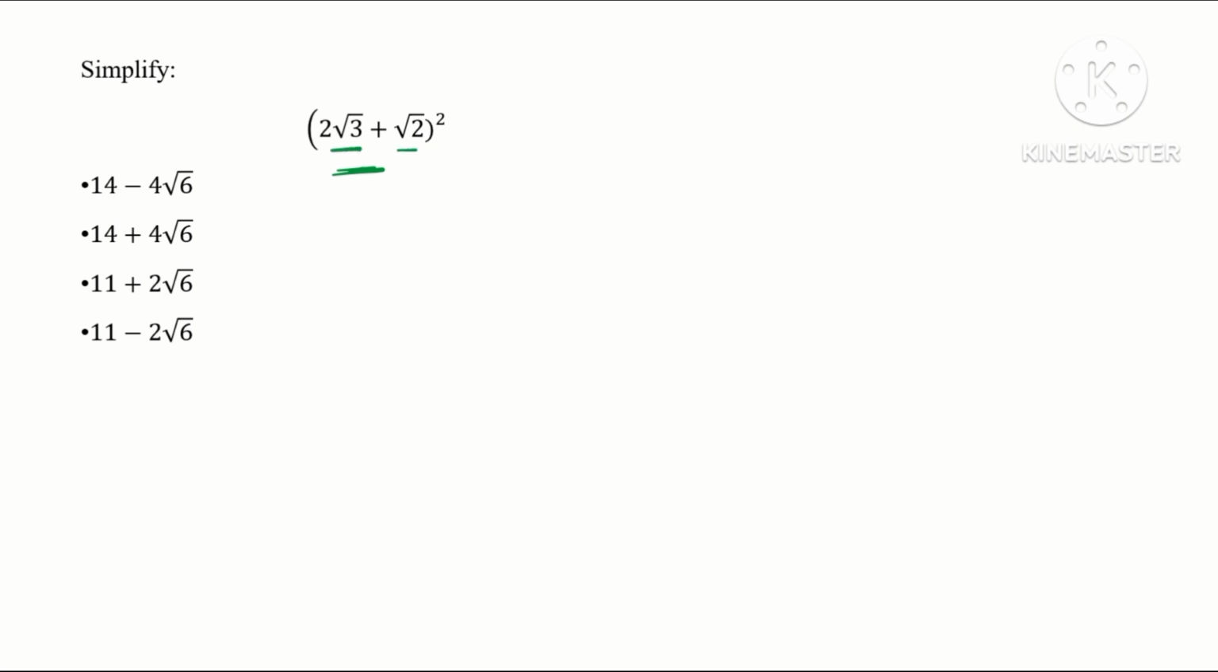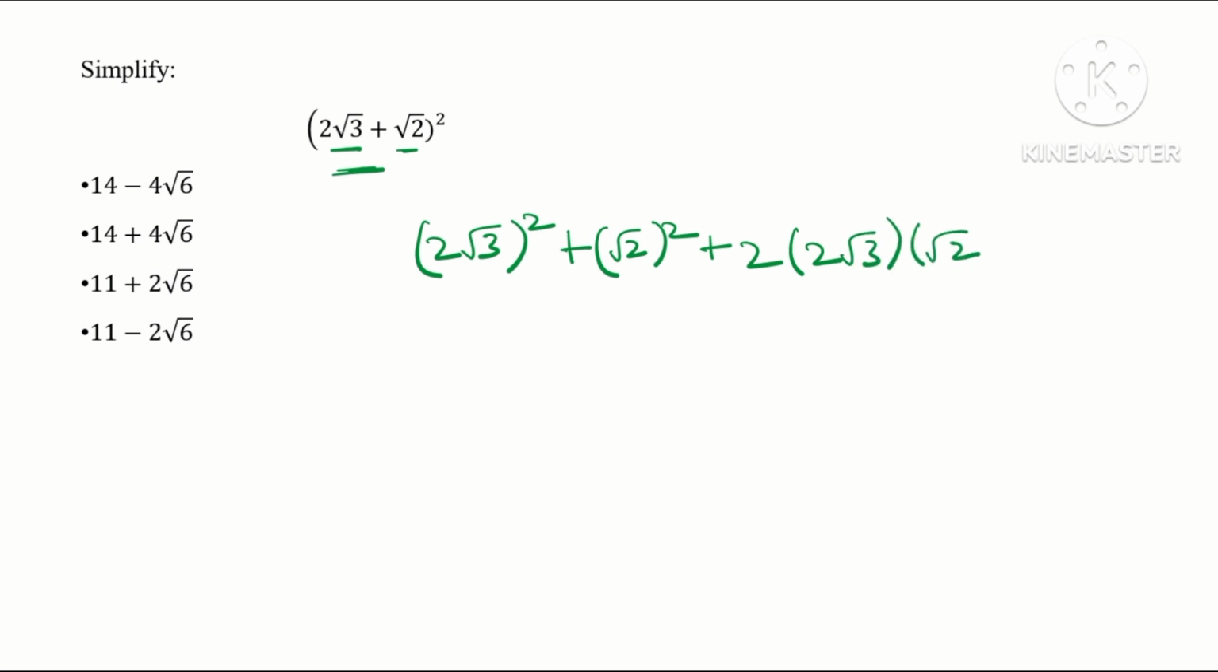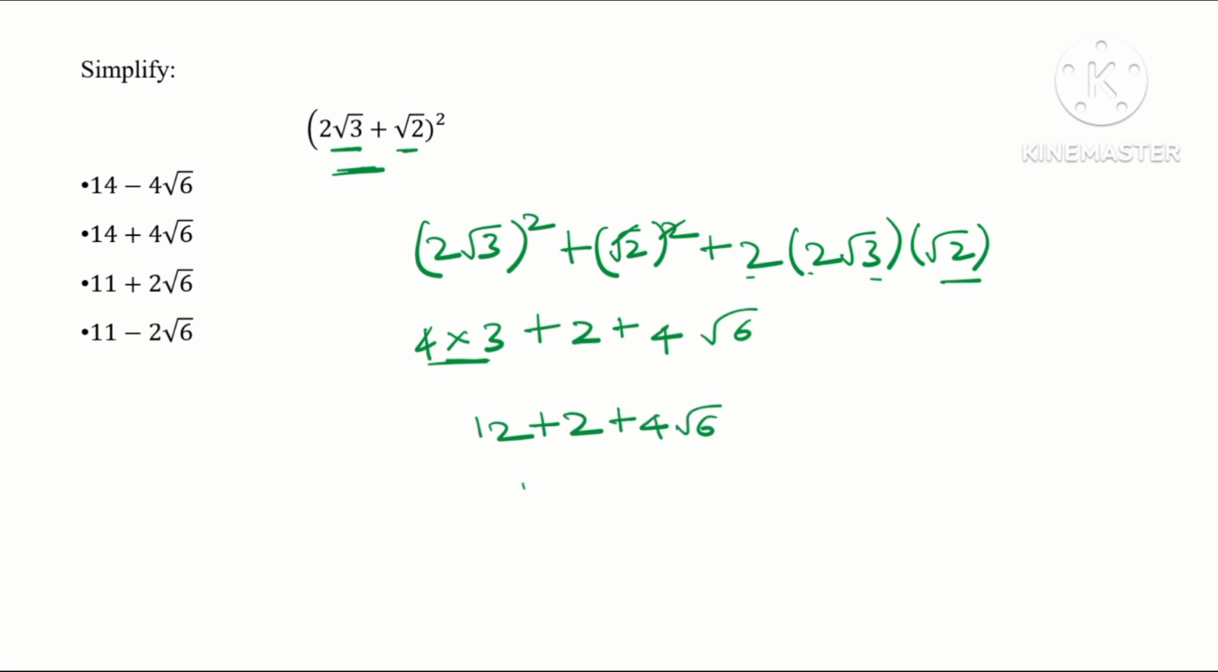Let's simplify this. It is in the form of a plus b whole square. So a square plus b square plus 2 into 2 root 3 into root 2. 2 root 3 squared is 4 into 3, which is 12, plus here the square root gets cancelled, we get 2, plus 2 into 2 root 3 into root 2. Root 3 into root 2 is root 6. 4 root 6. 12 plus 2 is 14. 14 plus 4 root 6.